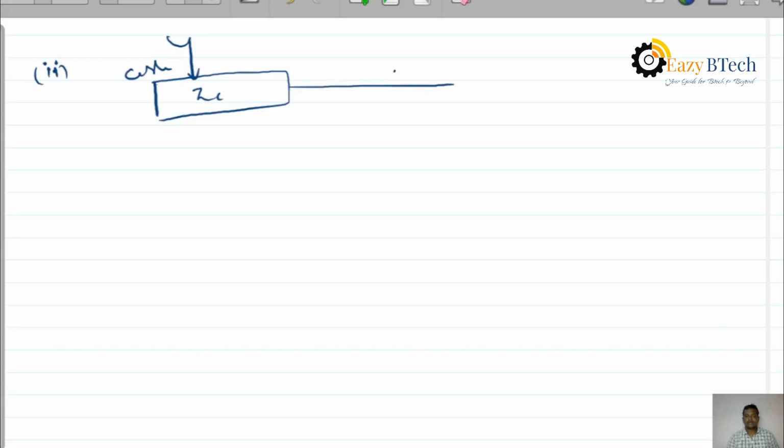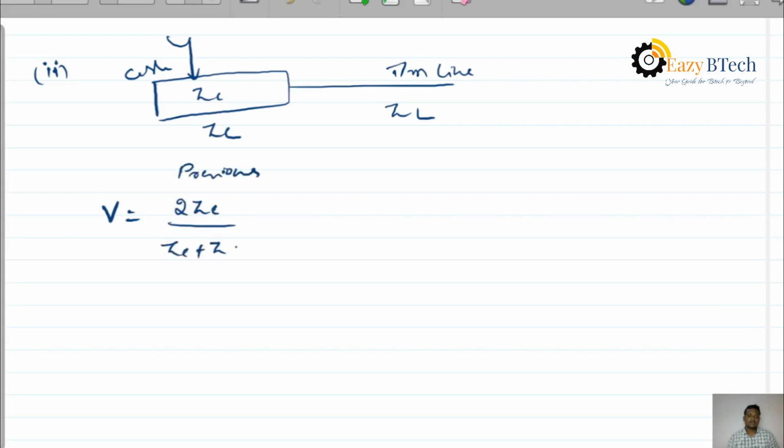Now in the second case, the surge is induced in the cable. It is traveling through the overhead transmission line. Already we calculated ZL and ZC. Now just reverse the formulas from the previous case. V equals 2 ZC divided by (ZC plus ZL) in the previous case.